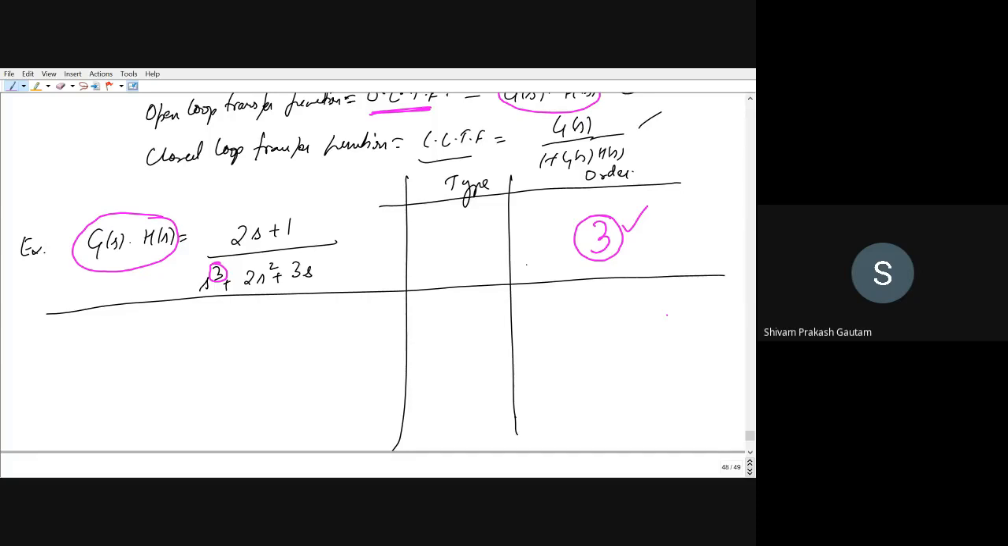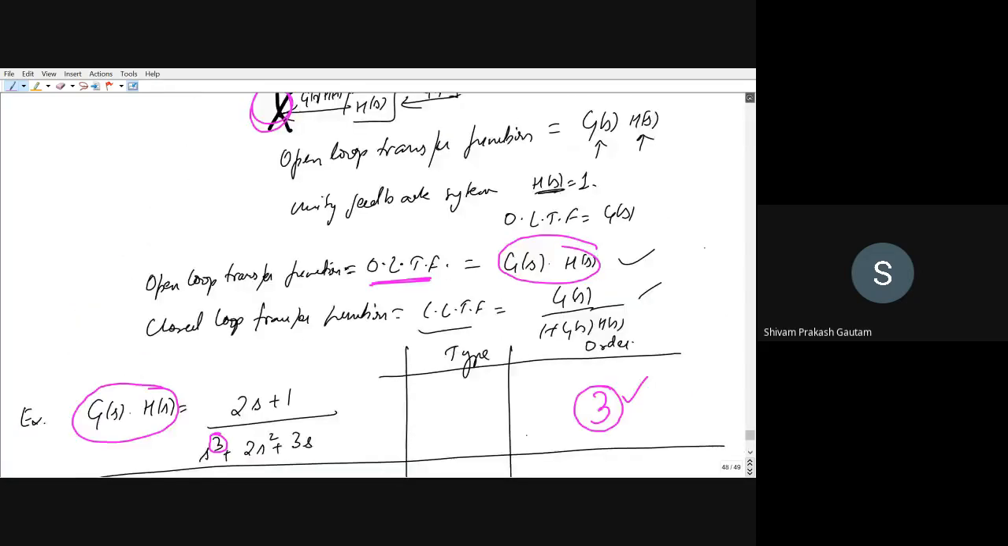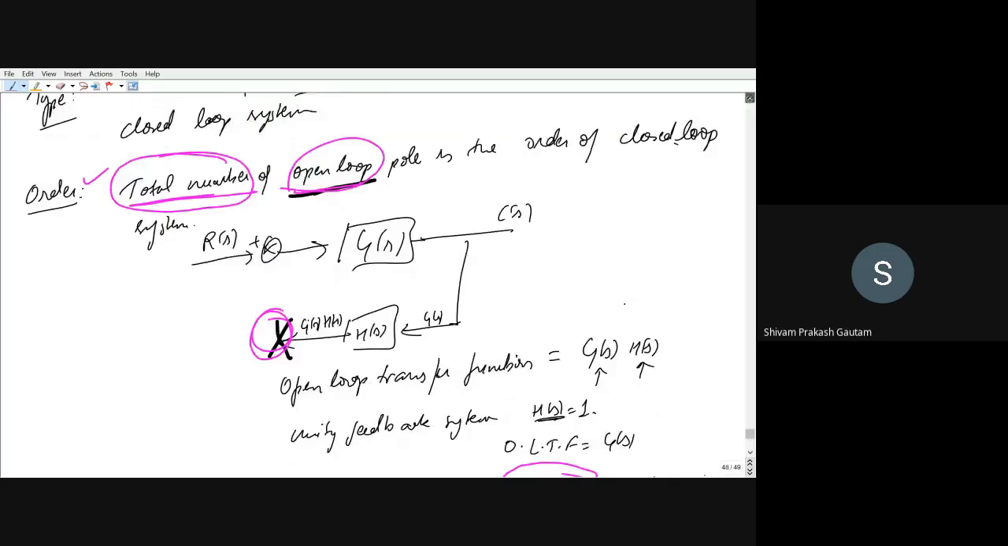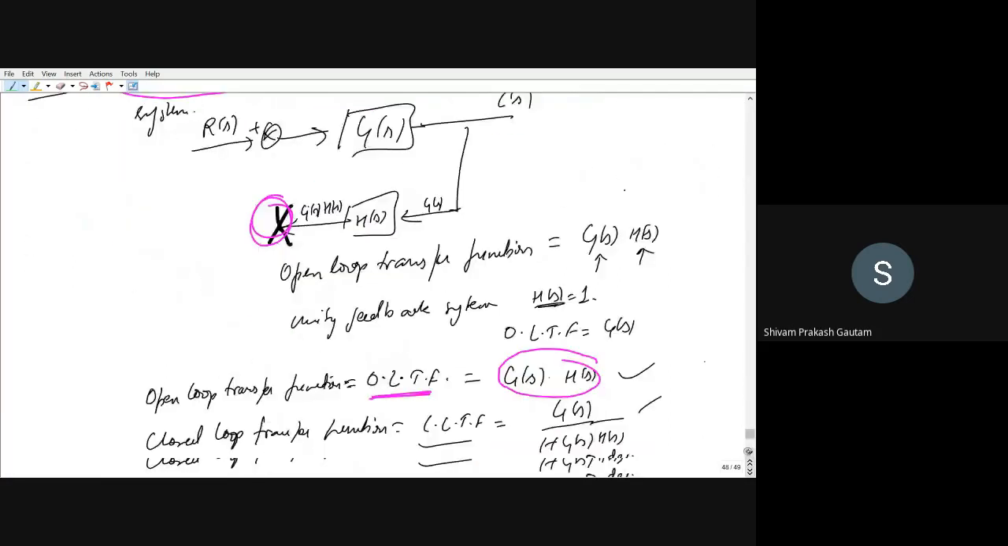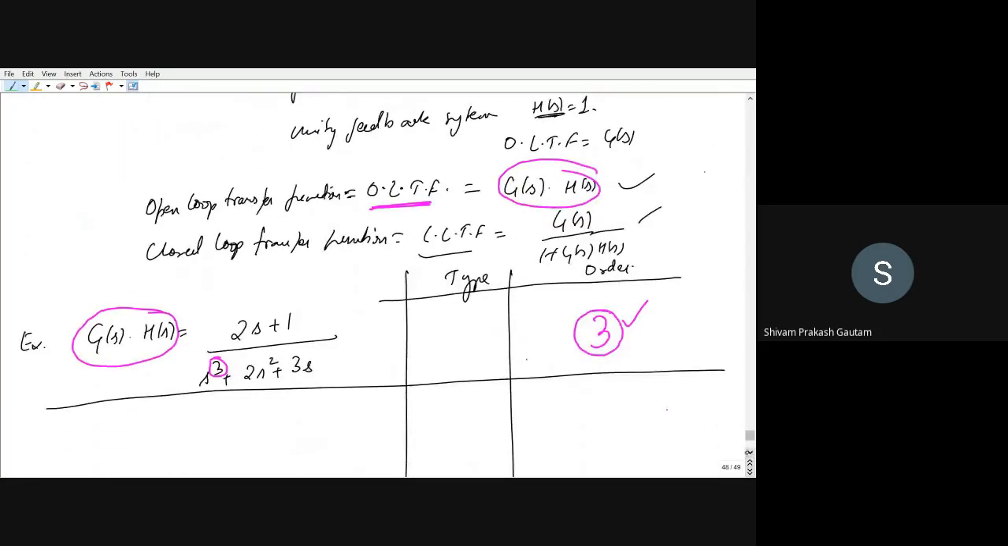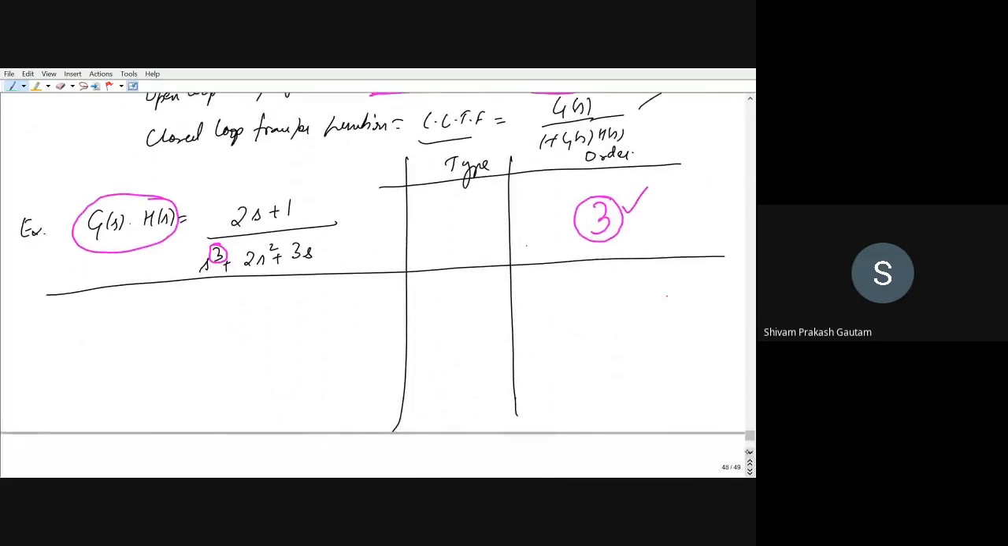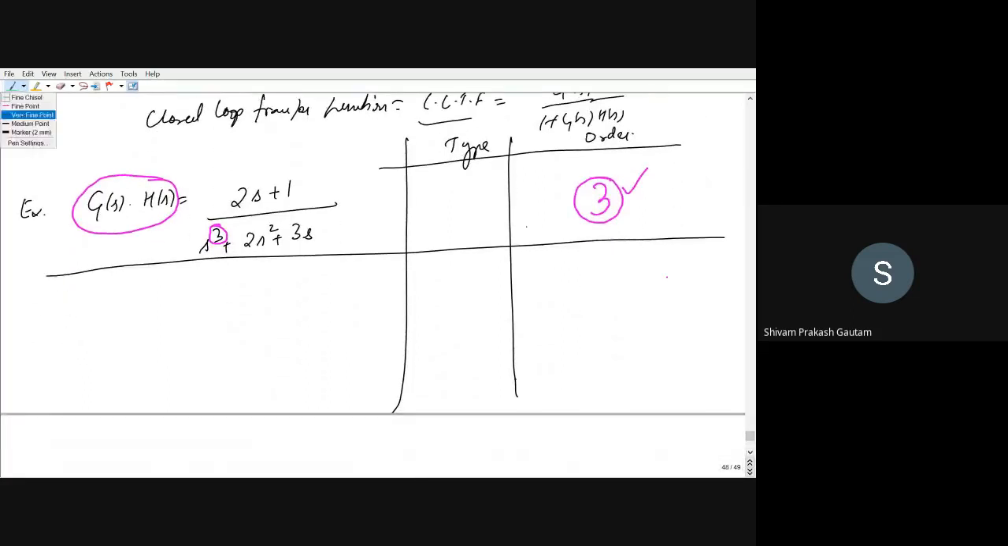And what is type? See the definition. What is the type definition? The number of open loop poles at origin. The poles should be at origin. This is important. So how many poles are at origin for this function? Sir, 1. Yes, 1. Why?